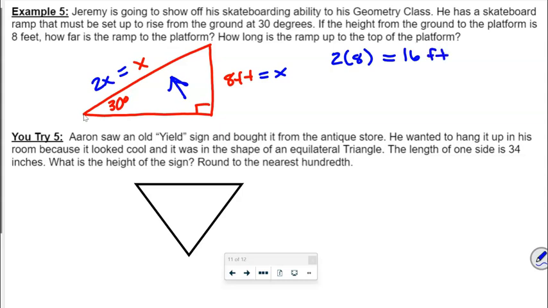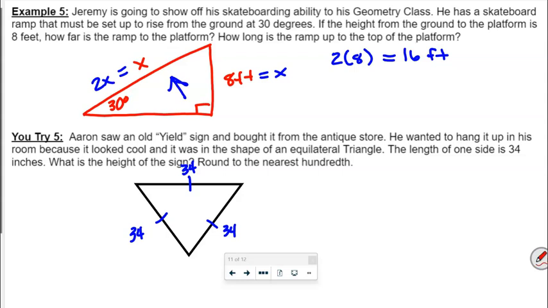The next one says Aaron saw an old yield sign and bought it from an antique store. He wanted to hang it up in his room because it looked cool, and it was in the shape of an equilateral triangle. Okay, so it says equilateral triangle. That means all of those sides are congruent, right? It says the length of one side is 34. So this is 34, this is 34, and this is 34, right? And then it asks us what is the height.